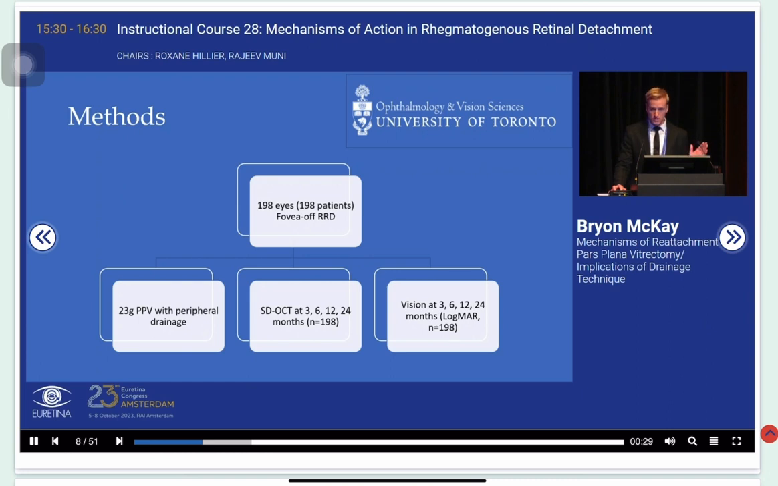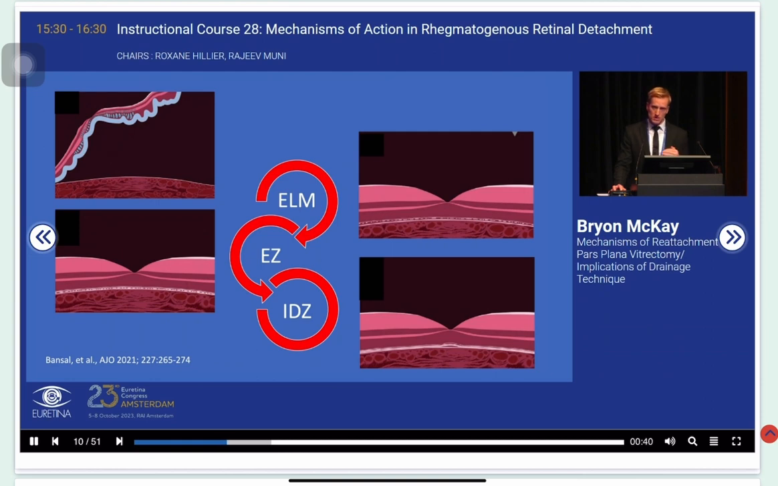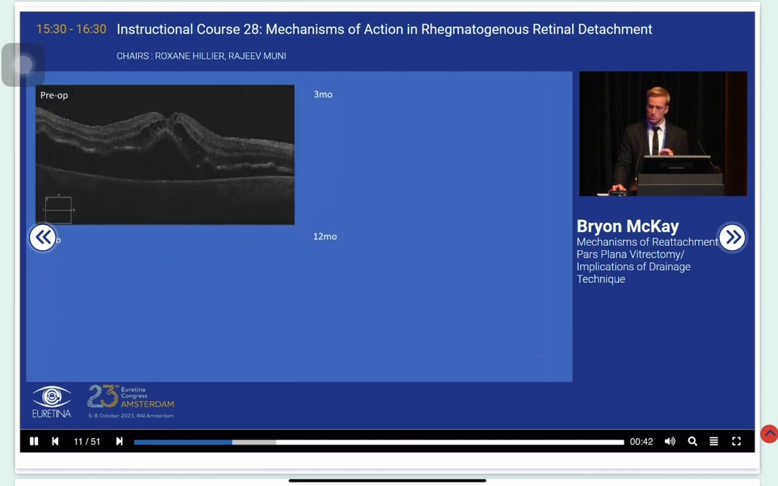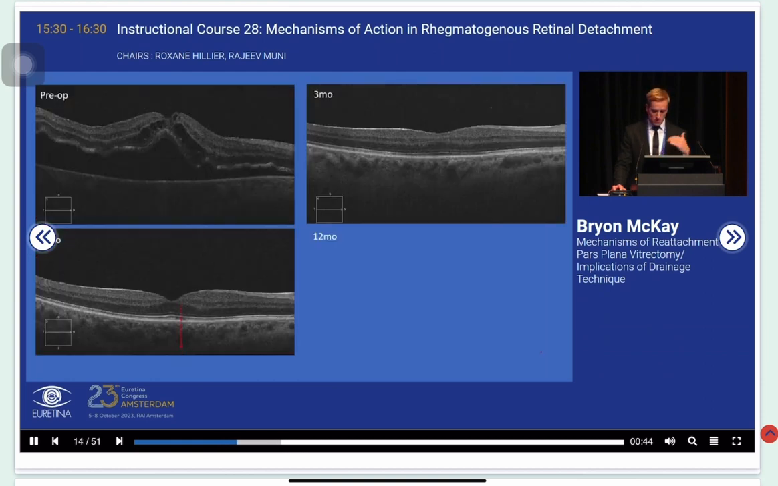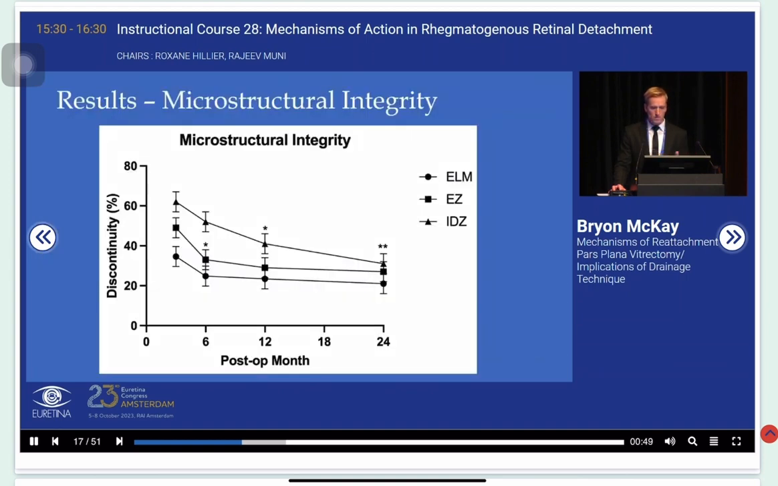So when we follow patients just with vitrectomy for 2 years, we see that vision restores within the first 6 months, with slight variations thereafter, which we're all familiar with. And when we're looking at the reapproximation of the retina on the microstructural level, we see that the retina is going to repair, but you still have these little pockets of discontinuity. And what does this look like over time?